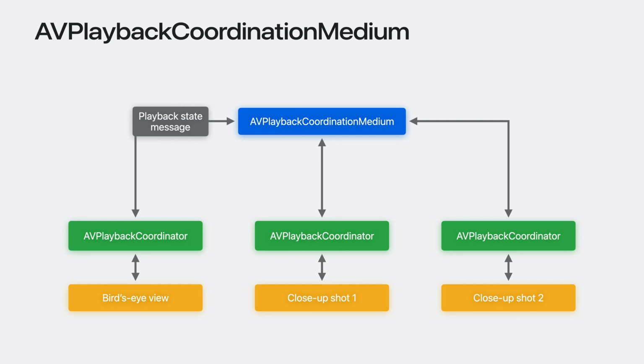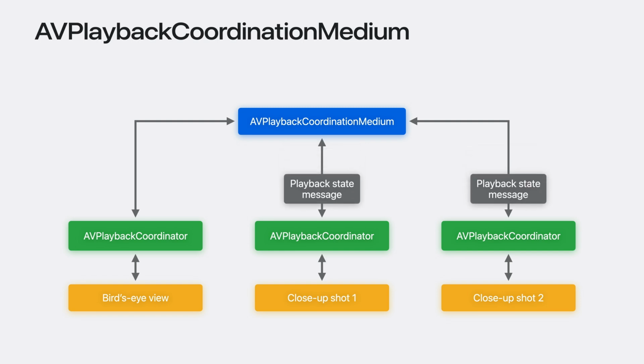This is achieved through messaging. The coordination medium passes messages between players for important state changes, like playback rate, time, and other state changes. For instance, if one player pauses, it sends that message to the coordination medium. Then, the coordination medium will send this to all other connected playback coordinators. The playback coordinators will handle and apply the playback state. This way, all players are able to stay in sync when playing coordinated multi-view content.